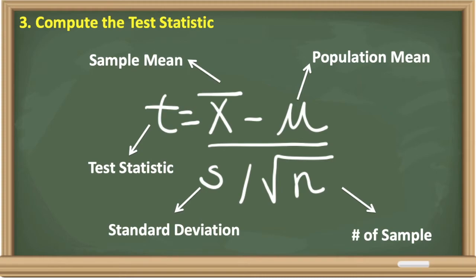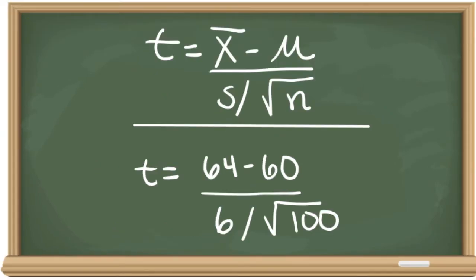So now that you know what each of these letters and symbols represent, take a moment to see if you can pause the video and determine for yourself what our test statistic will be. Taking our formula, which is noted here at the top, and plugging in the values, which is noted here at the bottom, we should have T equals 64 minus 60 over 6 divided by the square root of 100. If we have that, we're on the right track. The next screen will show how we break down this formula to get our T value.